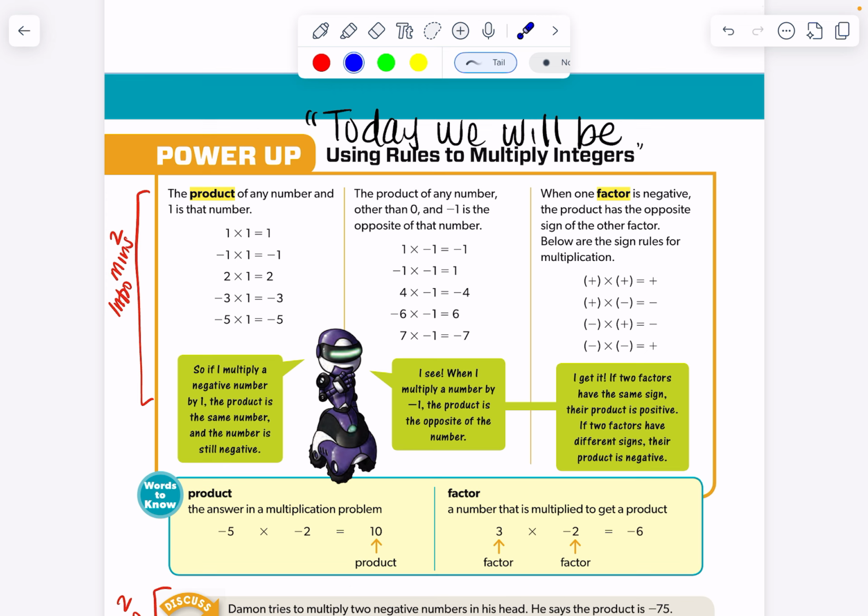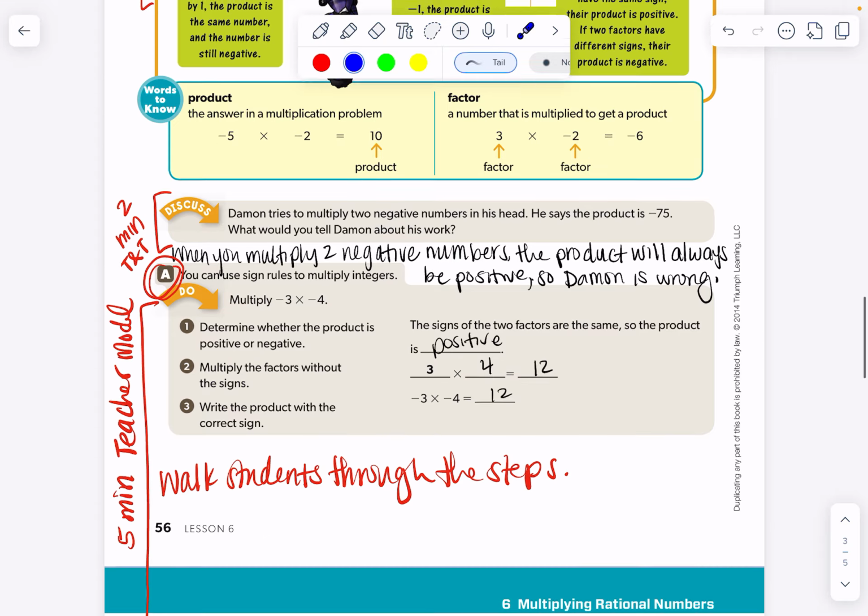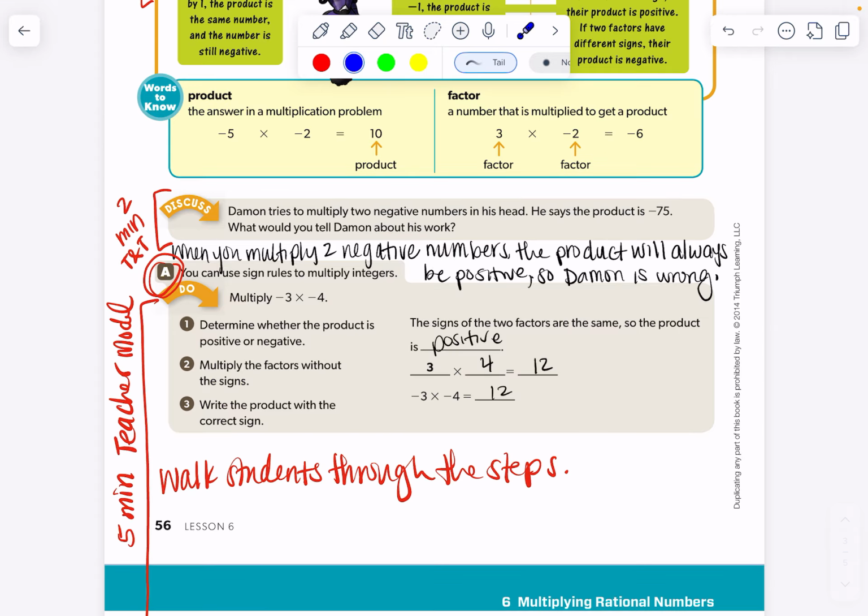Encourage students to utilize this first page as their anchor chart throughout the lesson. So they'll be flipping back and forth to remember the rules, to solidify their answers. So after you walk them through the intro, launch them into a 2-minute turn and talk.